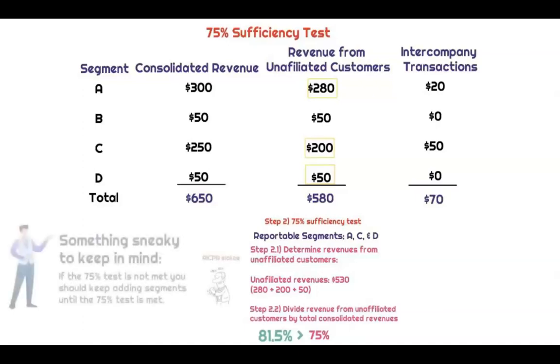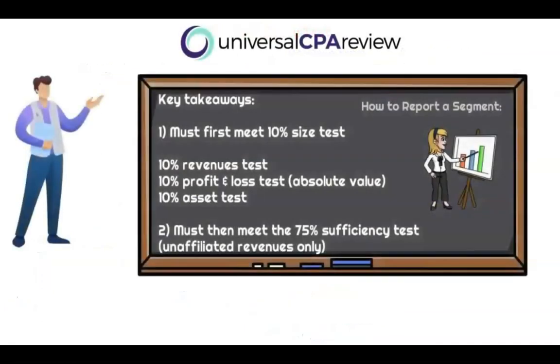All right, something else that is sneaky to keep in mind that they might throw your way on the exam is that if the 75% test has not been met, then we must keep adding segments until it has been met. Okay, so key takeaways here: we must first meet the 10% size test. They must meet any of the 10% of revenues test, 10% of profit and loss test, and the 10% of assets test in order to be considered a reportable segment. And then after that, they must meet the 75% sufficiency test.